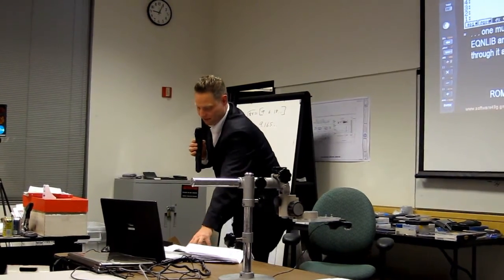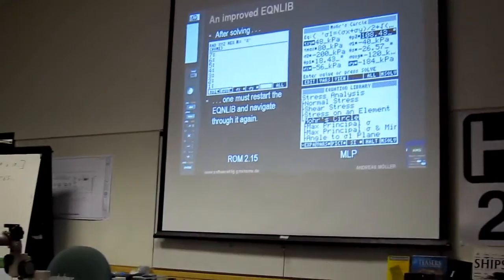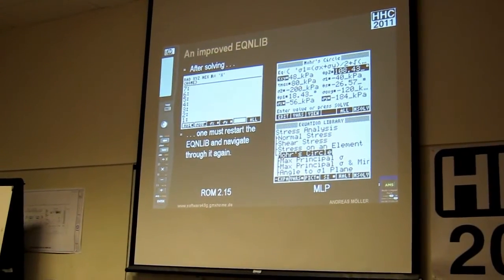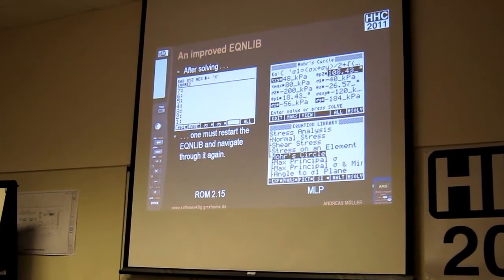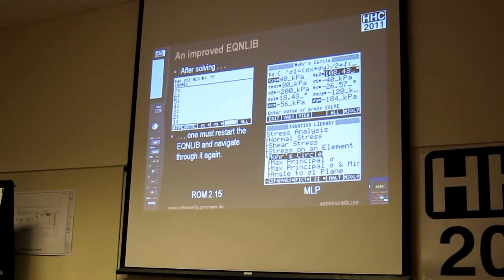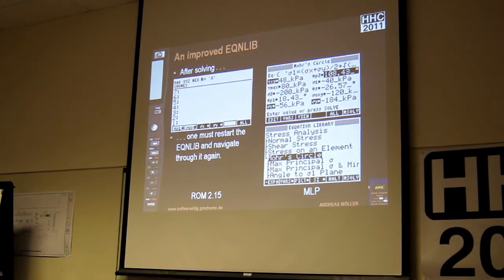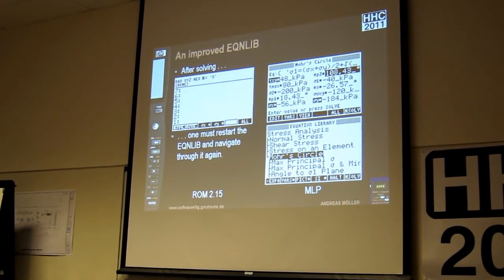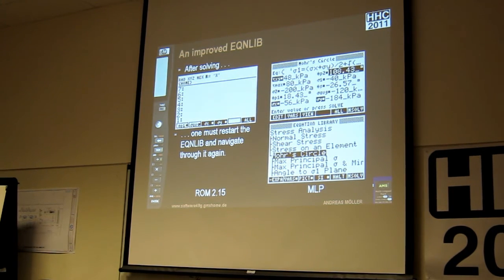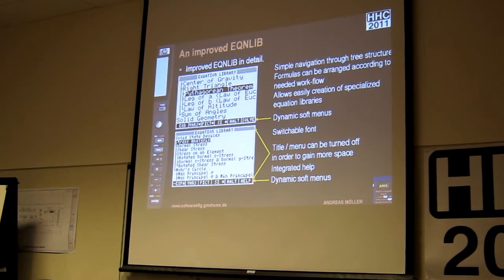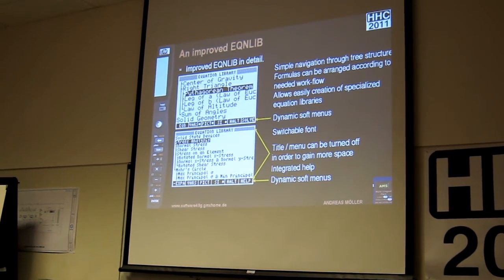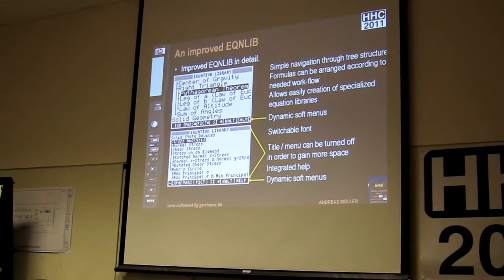Another advantage of my improved equation library is the fact that after solving for a single equation or for a set of equations, one is still inside the equation library. So changing to another subject can easily be done, whereas in the original equation lib, after solving, one must restart the equation library and navigate through it completely again. So we get a simple navigation through tree structure. Okay, that does not fit completely.